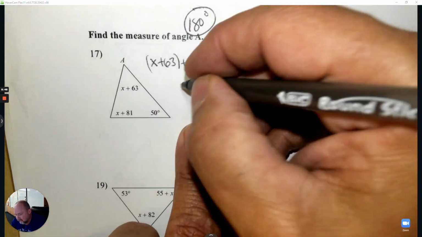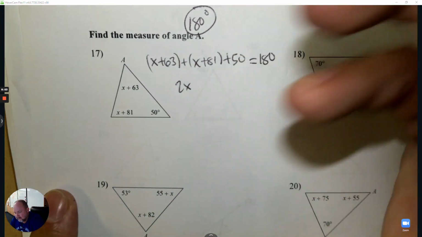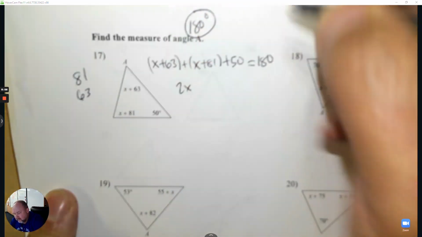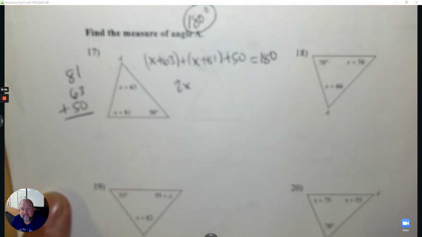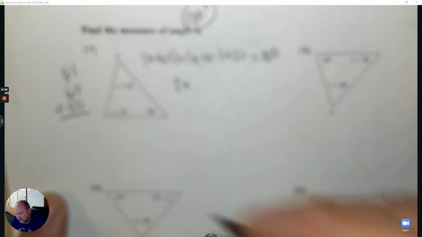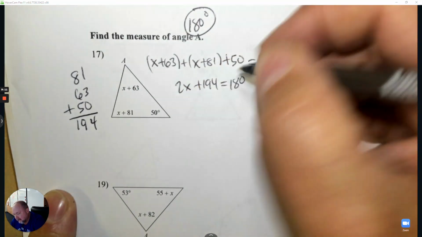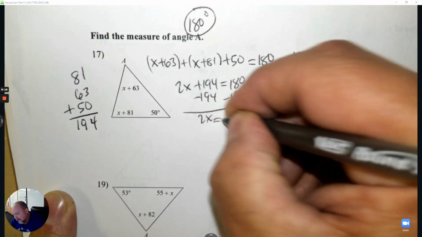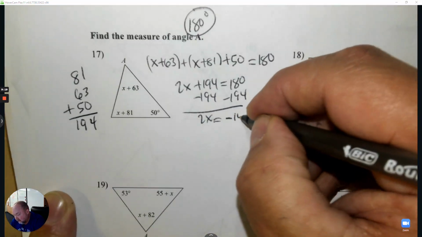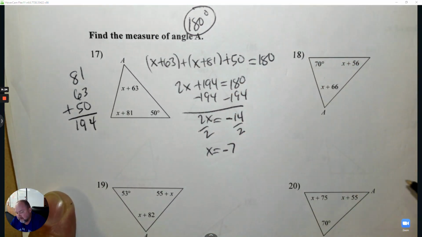So x plus x is 2x, and then I'm going to add these numbers together. I'm going to do that on the side. So 81 and 63 and 50. I need all of them. So I'm going to add 81, 63, and 50. That's 194. I'm going to subtract 194. That answer is going to be negative 14. And then divide by 2, and x is equal to negative 7.